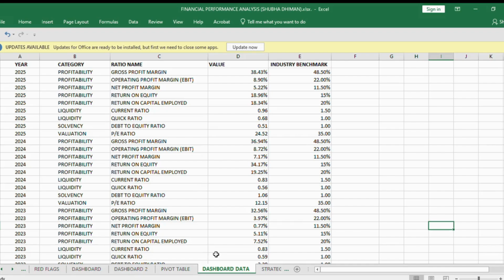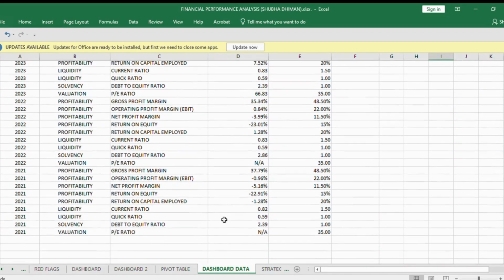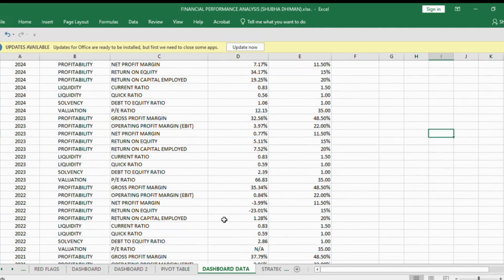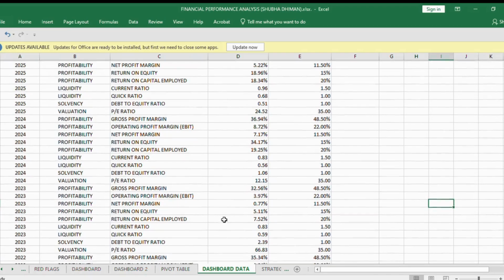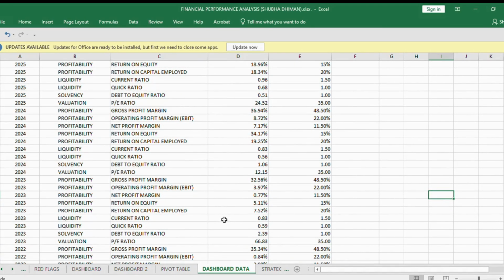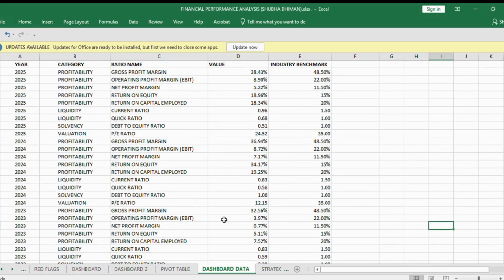Now let's move to the next dashboard data. This table is a bridge between my raw data and my visuals, allowing me to compare our sum of values against the industry benchmark efficiently. I also created this dedicated dashboard data tab to keep the backend of the project organized. This data I used in creation of the pivot table.